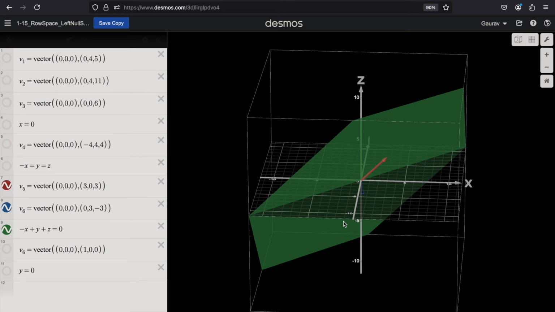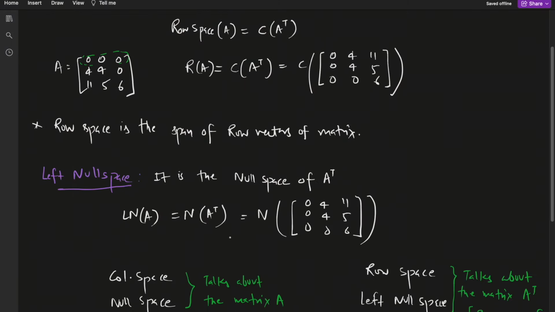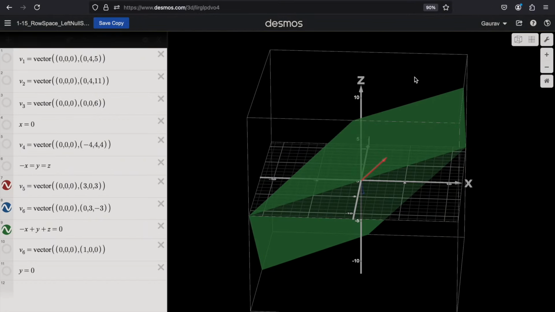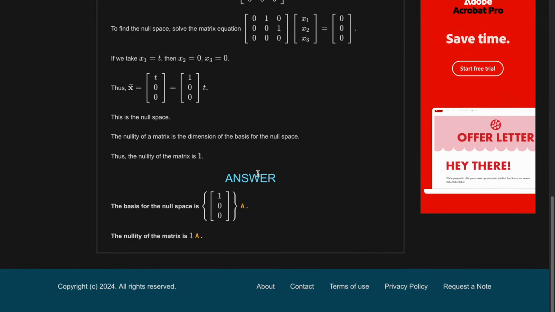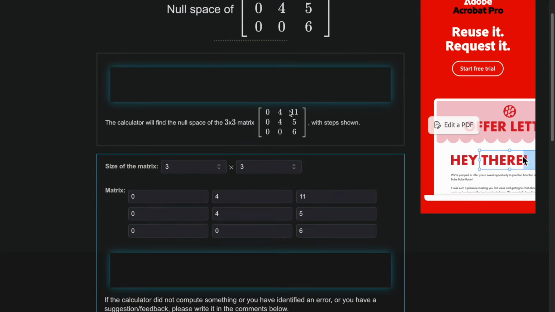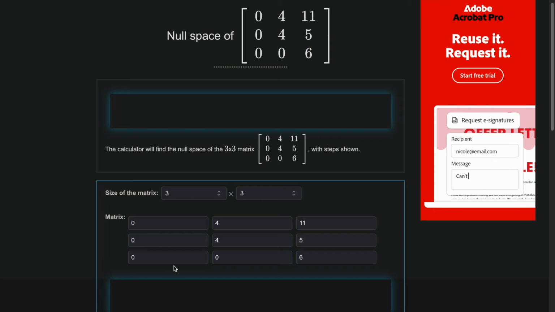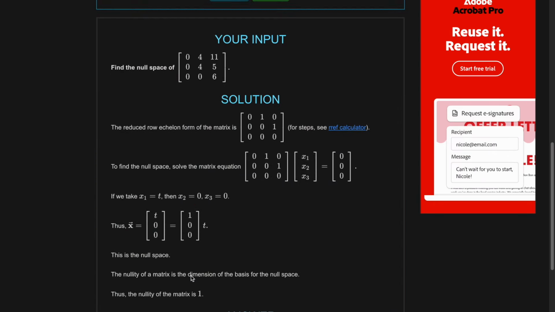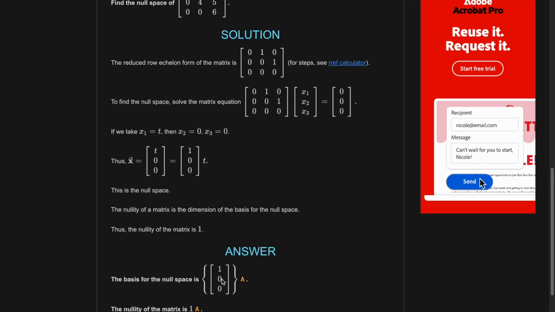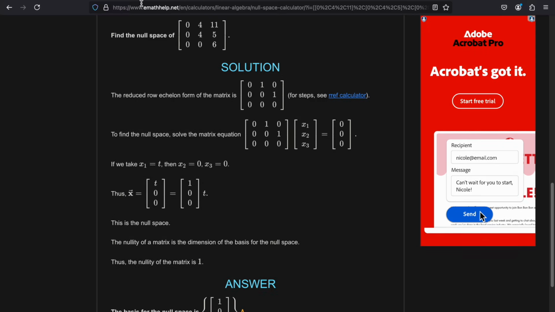Similarly, we need to calculate the left null space. I already told you that the left null space is nothing but the null space of A transpose. In this tool, you can calculate the null space also. So instead of calculating the null space of A, I calculated the null space of A transpose. This is A transpose. This null space came to be 100 times t, where t is a parameter. So I can plot that vector as well.